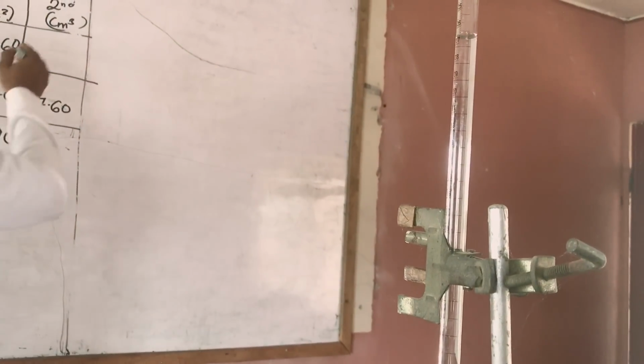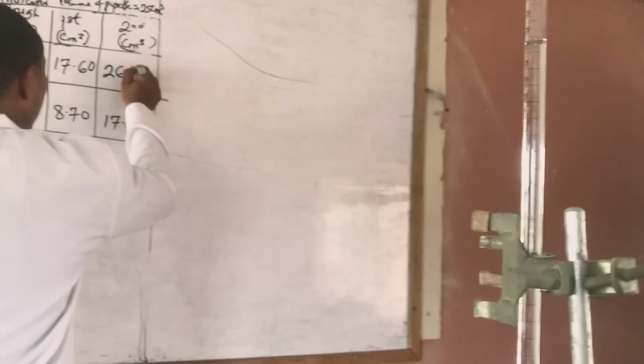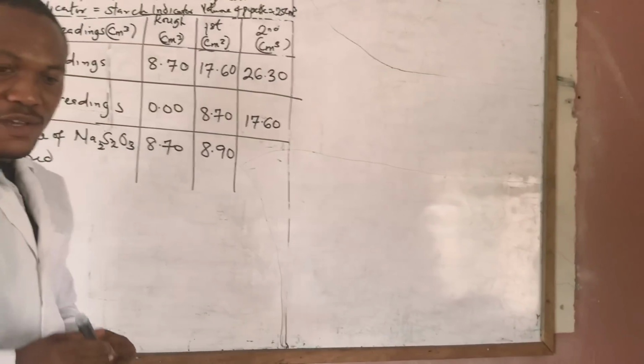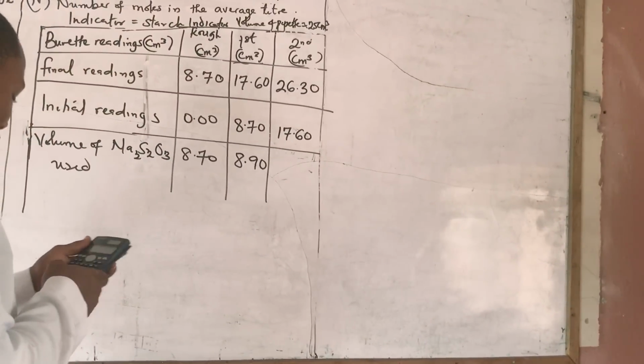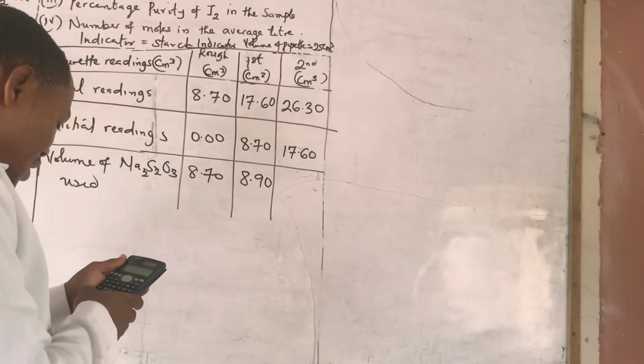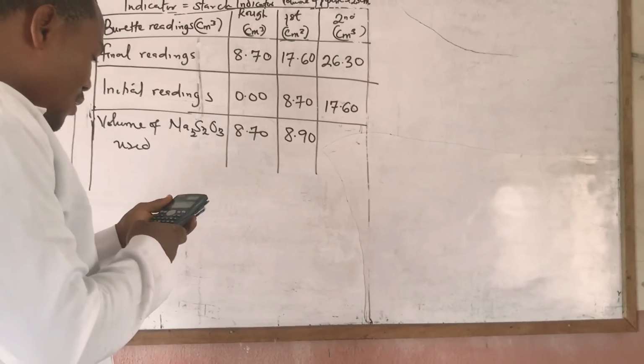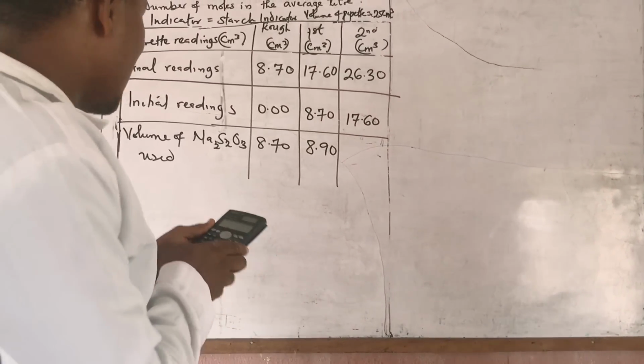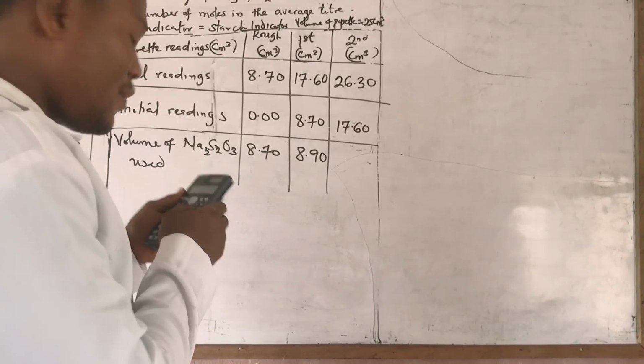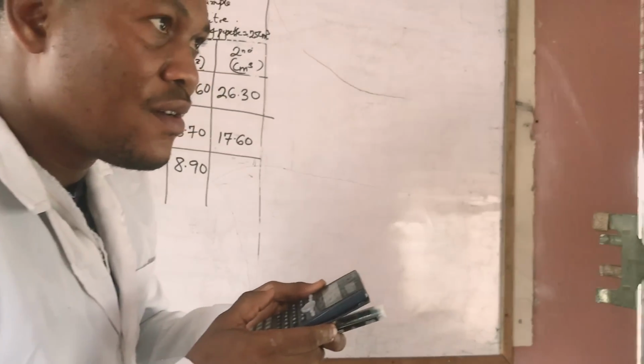26.30. So we have 26.30. Okay, so let's do the subtraction now. 26.30 minus 17.60. That's giving me, let me see. Sorry, bring it very close. Let's see.